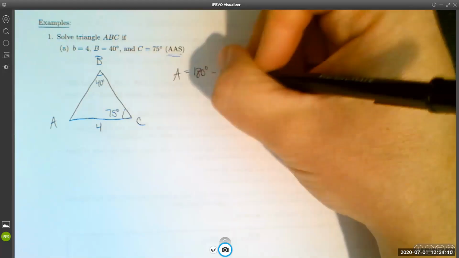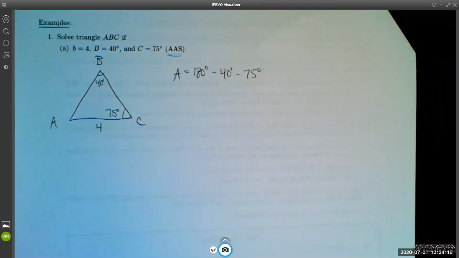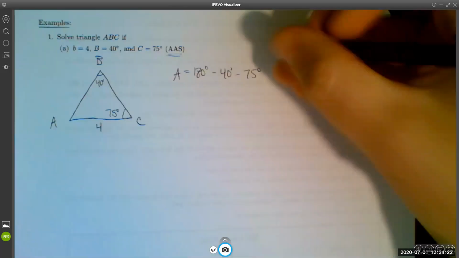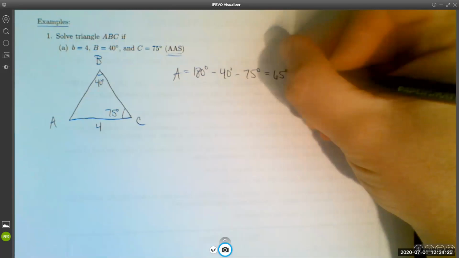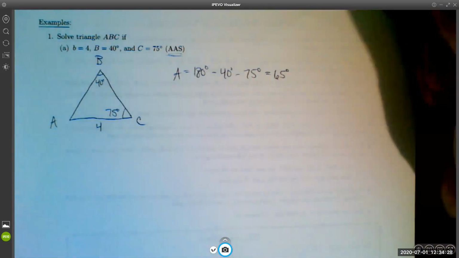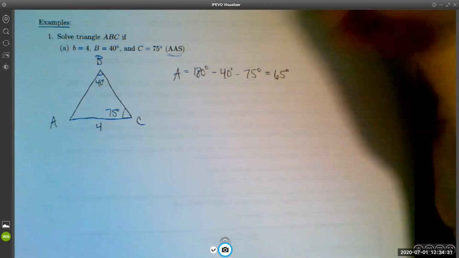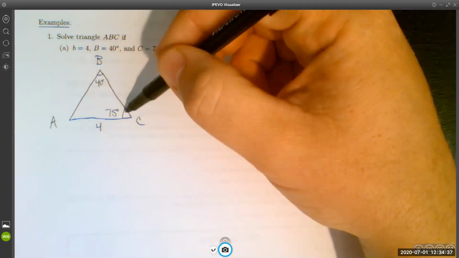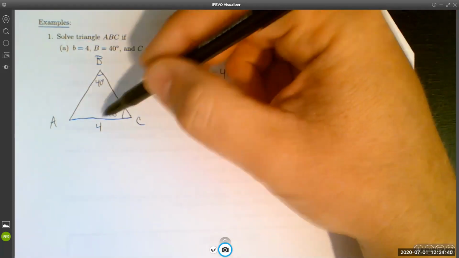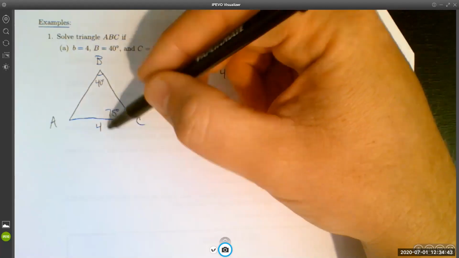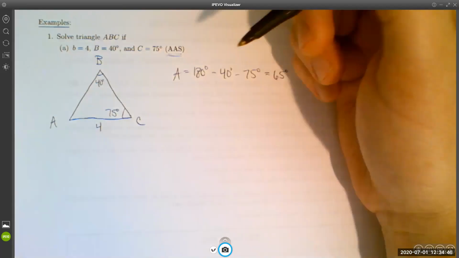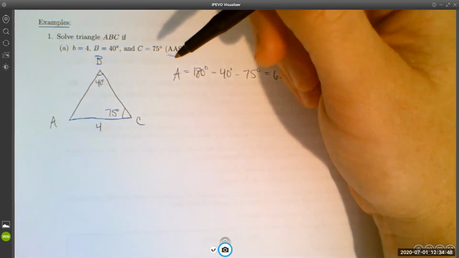So A is 180 degrees minus 40 degrees minus 75 degrees, so that's 65 degrees. Okay, so we've got A. Now, what about these sides? We can't use a trig function directly. We can't say something like sine 75 equals this side over that side, because this is not a right triangle.